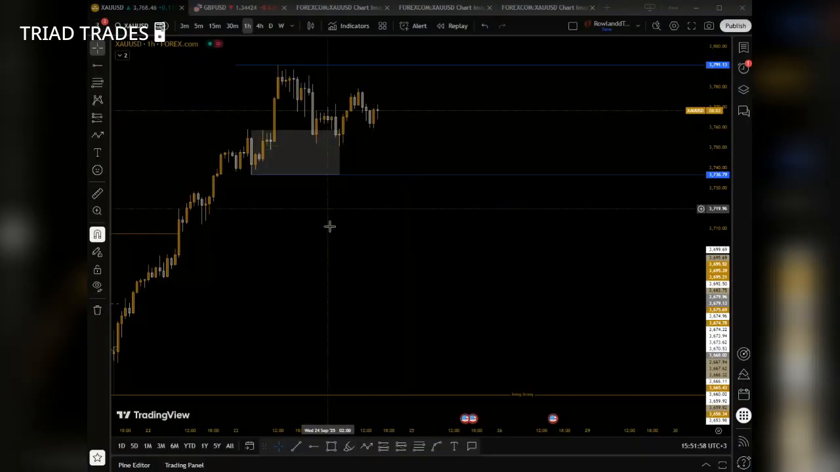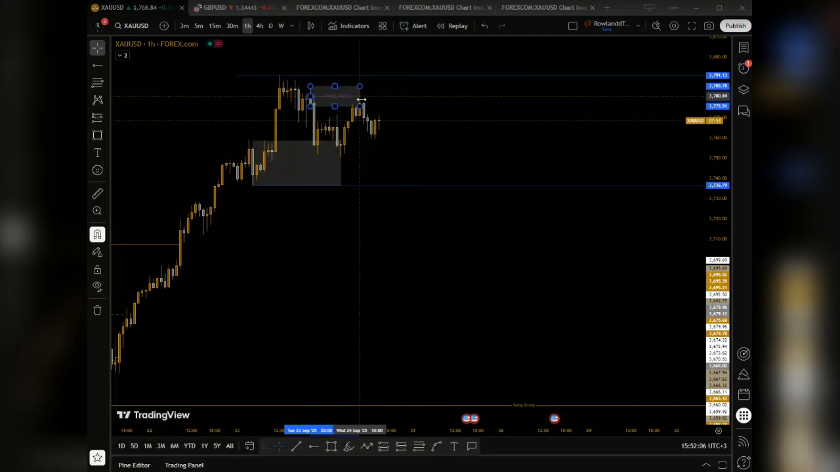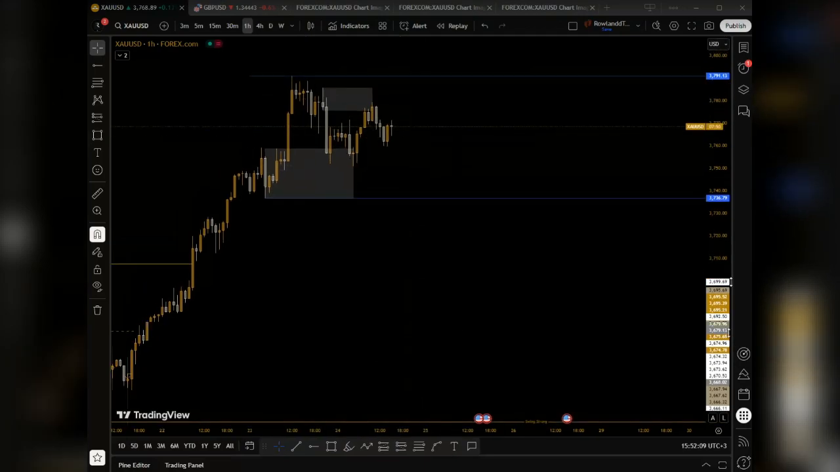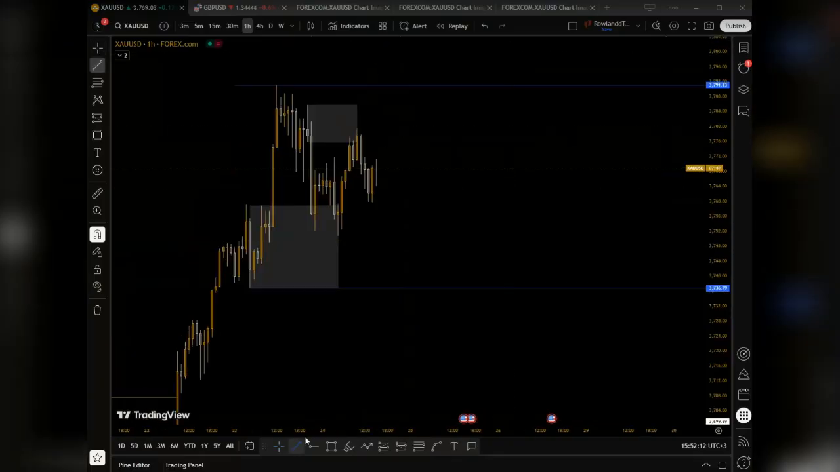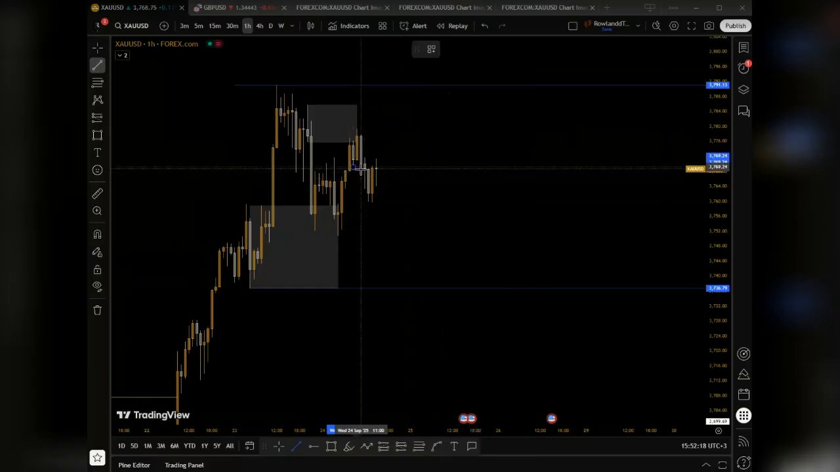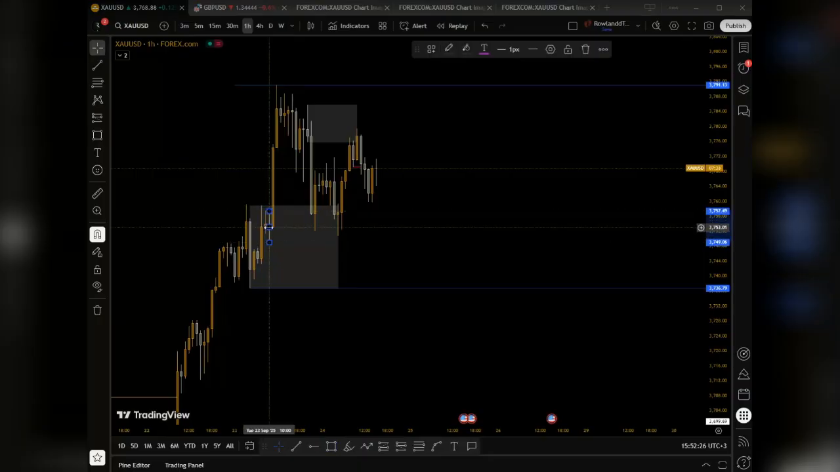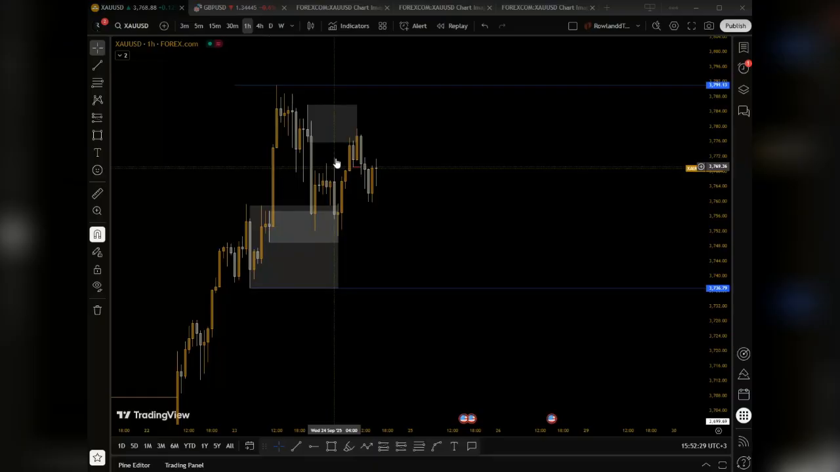So on the 1H, I don't see any cause for higher prices. Instead, price mitigated this hourly 1H refined supply, and we've seen some bearish reaction from it. The bearish reaction caused a bearish change of character because you have this candlestick that failed to break the previous candlestick's high. However, from this demand right here, which I can refine to this point of interest on the 1H, we've not seen any bullish change of character because I don't actually have a fractal high.